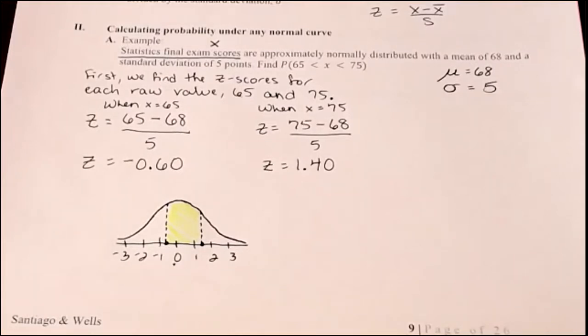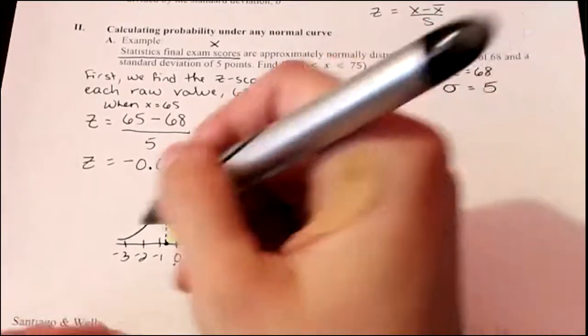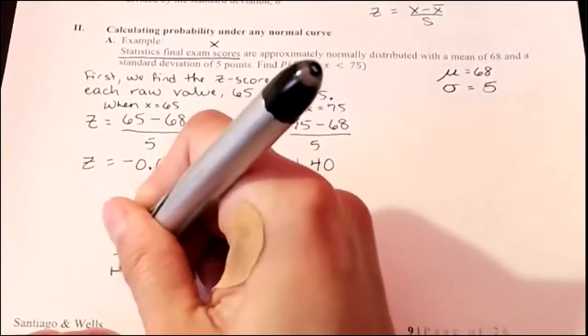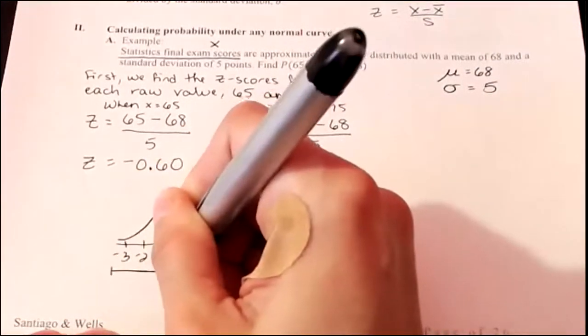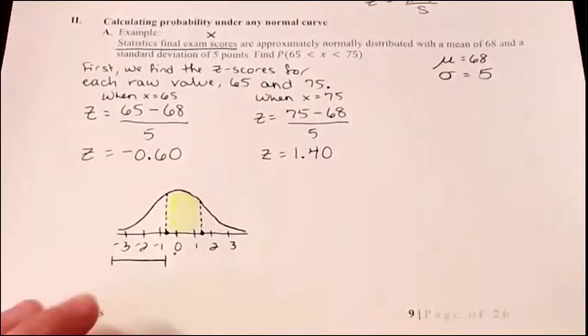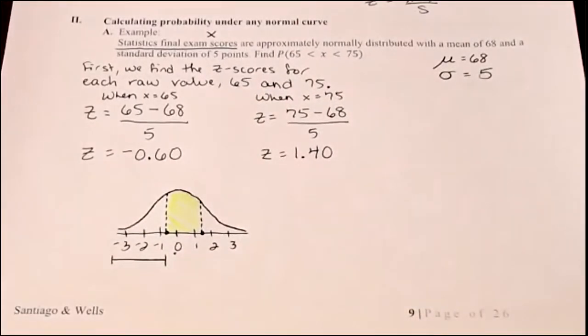Please go to your z-score table. And I would love for one of you to tell me, what is the area to the left of a z-score? -0.60. I would like the area to the left of -0.60.